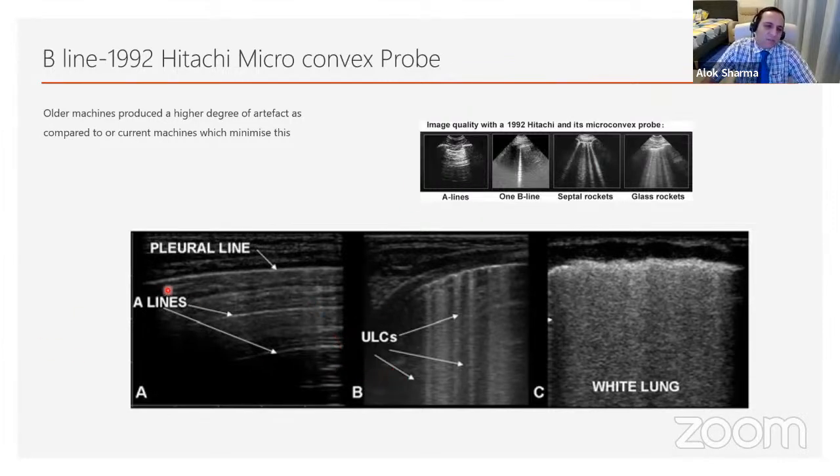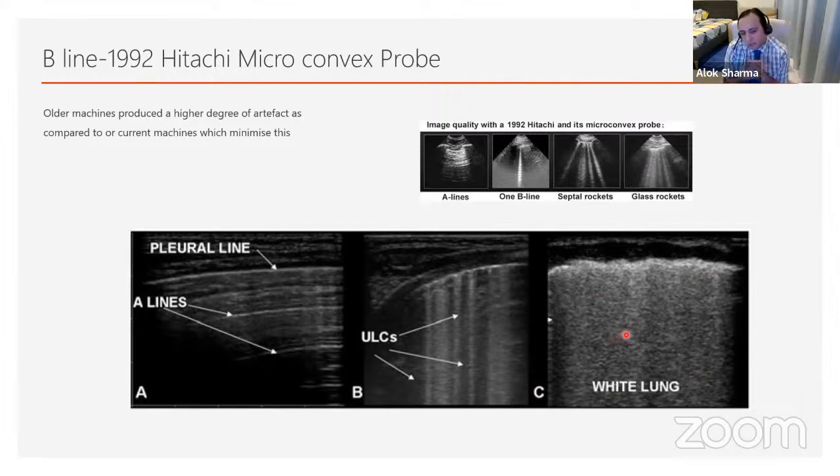And then if B lines progress, as you can see over here, this is a pure A profile with the pleural line. If they were sliding, this would be normal. You then have what is a B profile with a lot of B lines here, individual. And then this is basically a coalesced B line that you see over here. But if the interstitial fluid goes up even further, then what you classically get is this complete white out appearance, because the alveoli are also full of fluid, which we call white lung.